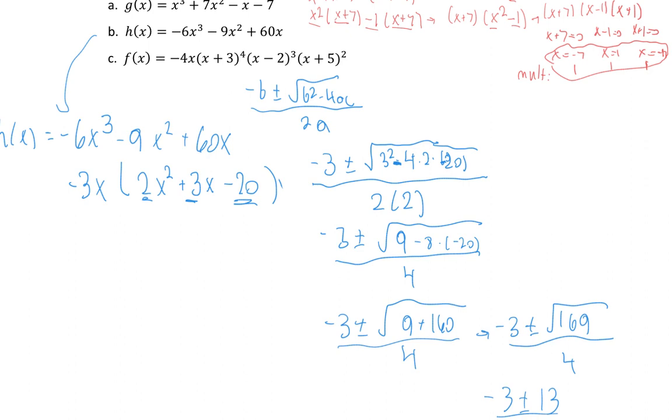So if we do the plus side, minus 3 plus 13 over 4, you get 10 over 4, which simplifies to 5 over 2. Over here, you do the subtraction, you get minus 16 over 4, which is minus 4. So we do that quadratic formula. Well, what does that tell us? That tells us our factors here.